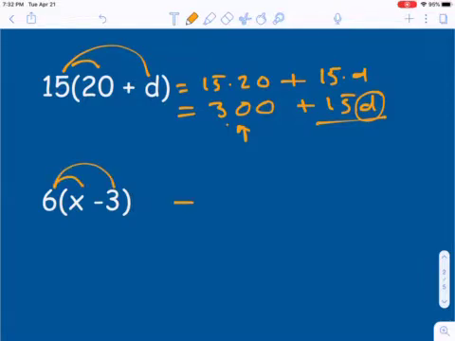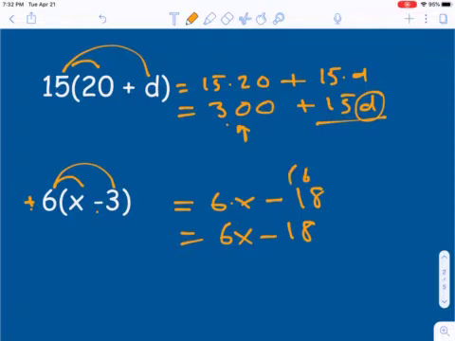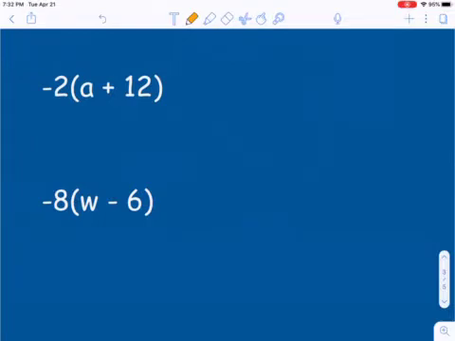The 6 is multiplying by both of these terms in there, so you have 6 times x, and then the 6 is positive, so it's a positive times a negative, so it's times a negative 6 times 3, which is 18. So you wind up with 6x minus 18. I should show how we got that 6 times 3.